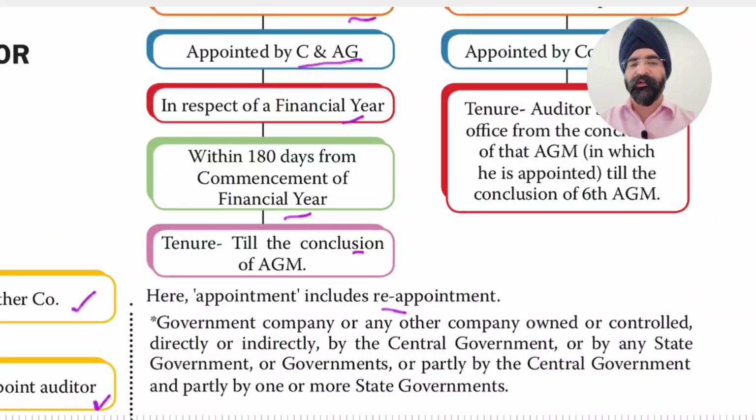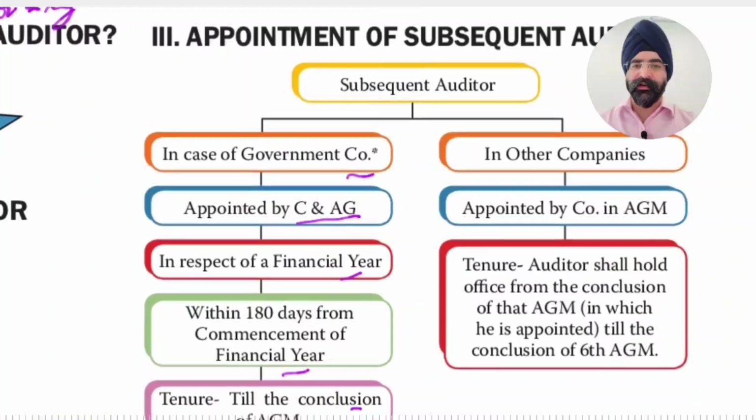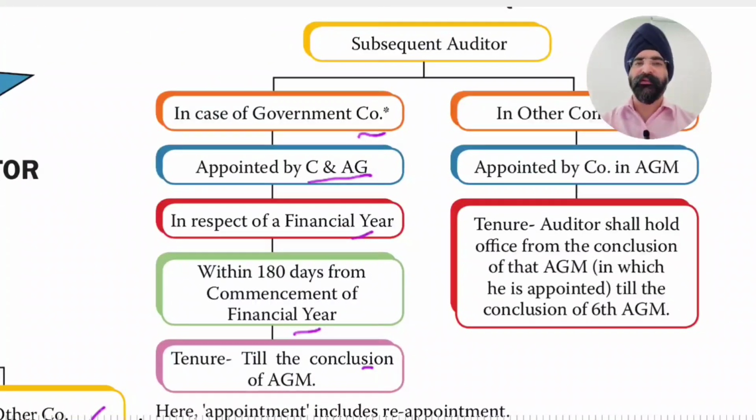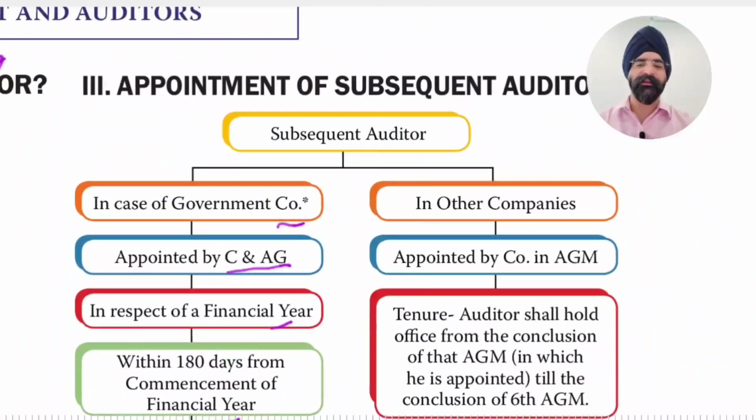Here appointment includes reappointment. A government company is any company owned or controlled, directly or indirectly, by the central government or any state government or governments, or partly by the central government and partly by one or more state governments. So that we already know. So for government companies, the subsequent auditor is also appointed by the Comptroller and Auditor General within 180 days of commencement of the financial year with respect to that financial year.